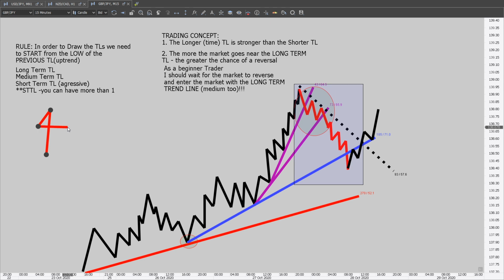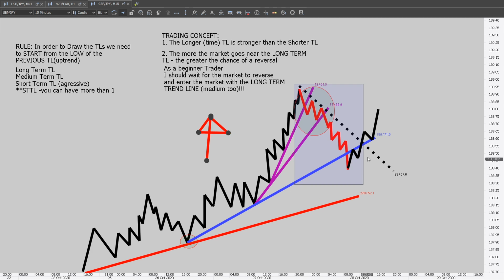So this is from yesterday, everybody. One more time, the rule: in order to draw the trend line, we need to start from the low to the previous trend line, like in an uptrend. And long term, medium term, short term, or the aggressive one, you can have more than one aggressive trend line. Trading concept: the longer time frame, and talking about time, is stronger than the shorter time frame. The more the market goes near the long term, the greater the chance of a reversal. As a beginner trader, I should wait for the market to reverse and enter the market with the long term trend line. Medium too. Okay.